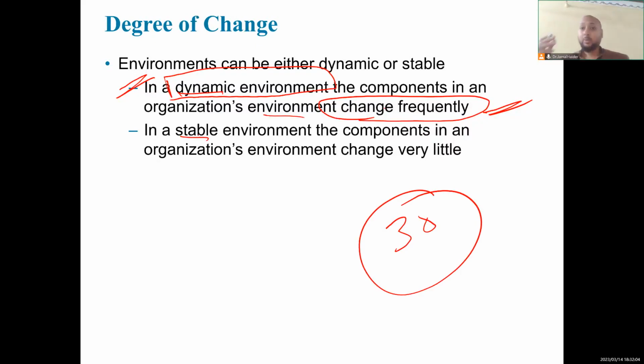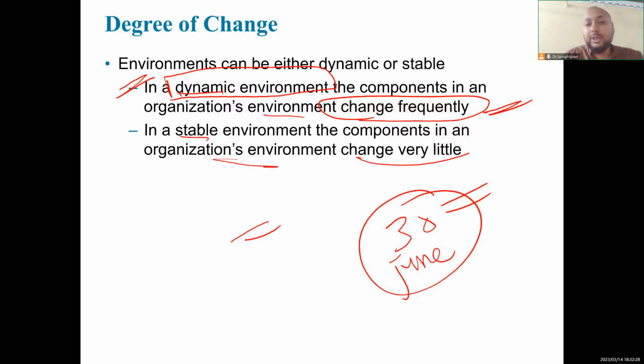But in 1 year you see a number of changes, plus the government announces all of a sudden, after 1 month, an increase in taxes, after 2 months or after 3 months. You don't have an idea what's going on and how it's going to be increasing the tax rate, right? So in a stable environment, components in the organization environment change very little.